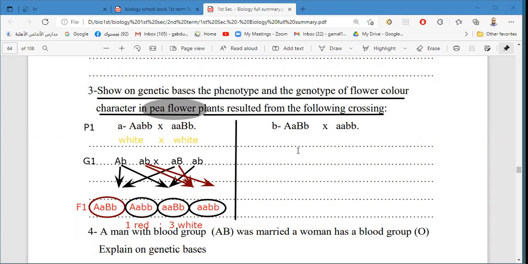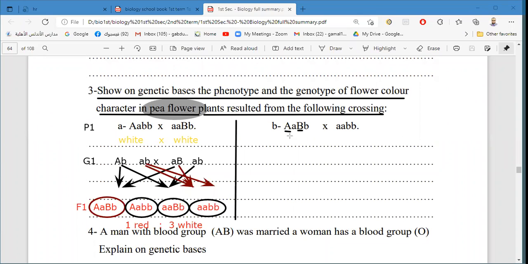Yes. Tell me, how can you make it? Here, the color is white or red? Look carefully. There is A capital and B capital. So is it white or red? We have 2 capitals here, and in each pair there is 1 capital. It will be dominant red, because there is A capital here and we have B capital here.